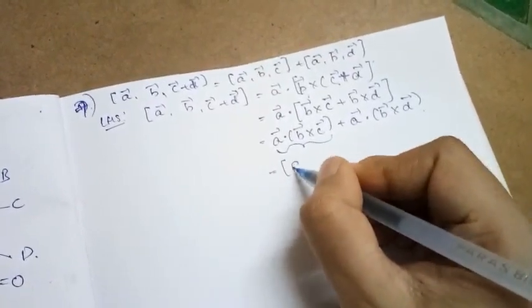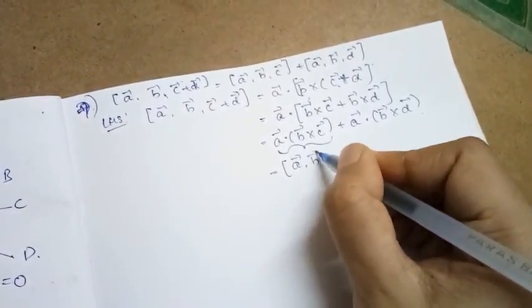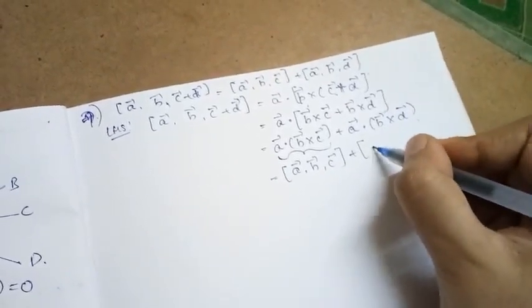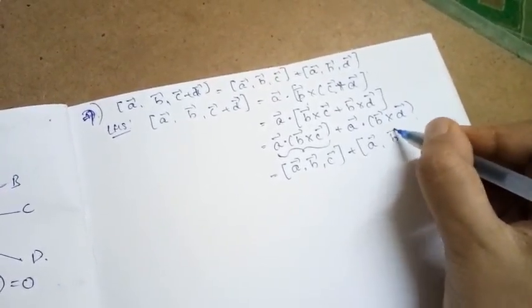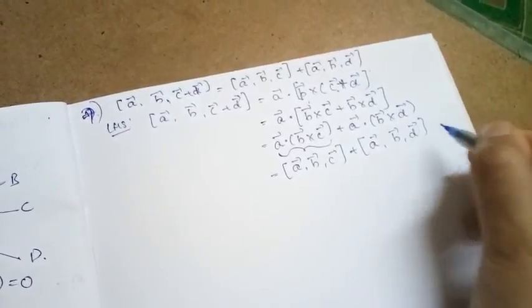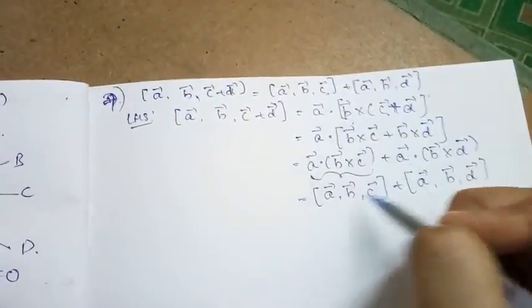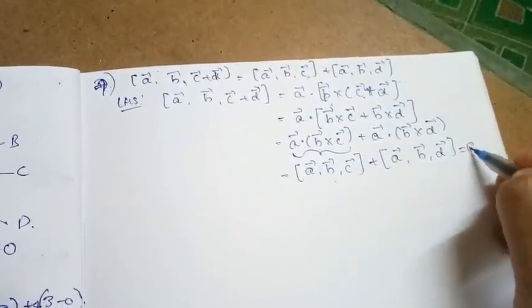Vector A dot vector B cross C, it is nothing but [A, B, C] in the order, plus what does this become? [A, B, D] in the order. So this is nothing but our RHS, right? We needed this itself. So this one is equal to RHS, hence proved.